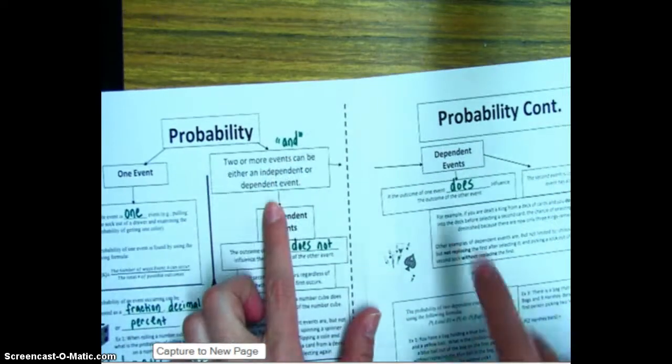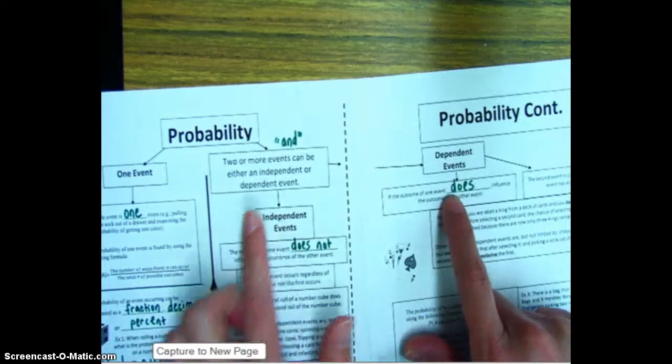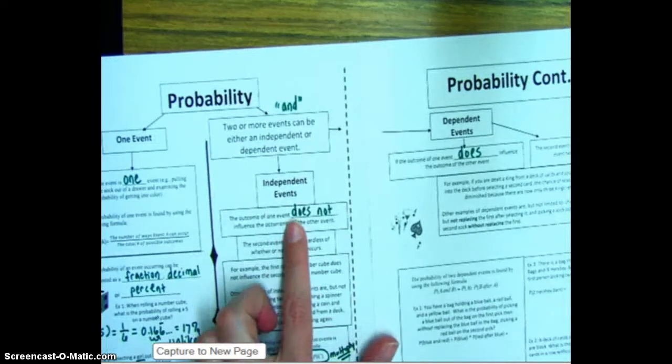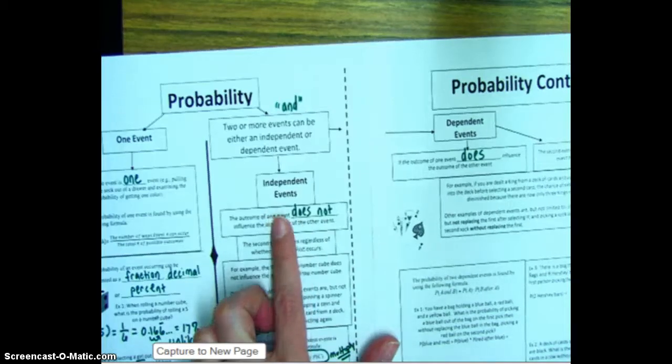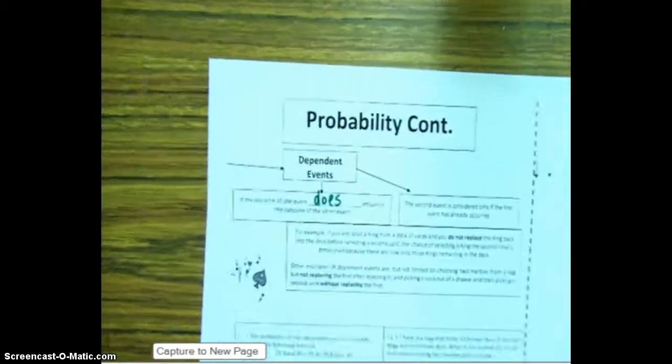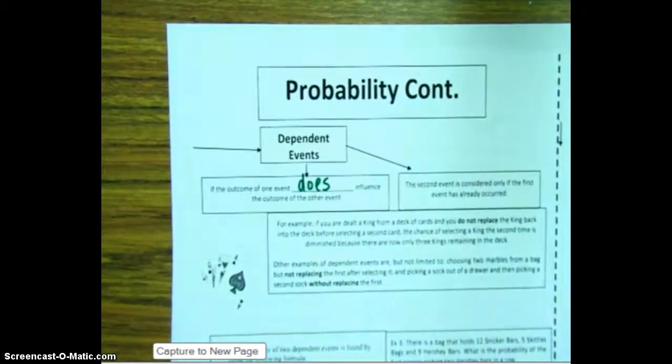With two or more events, you have the word and. You can have an independent event and you can have a dependent event. An independent event does not change. A spinner doesn't change. A dice doesn't change. If you pull something out and put it back in, it doesn't change. That's an independent event. But with a dependent event, it is going to change. As soon as you do one thing, the second time you go to do it, it's going to be different than the first time.